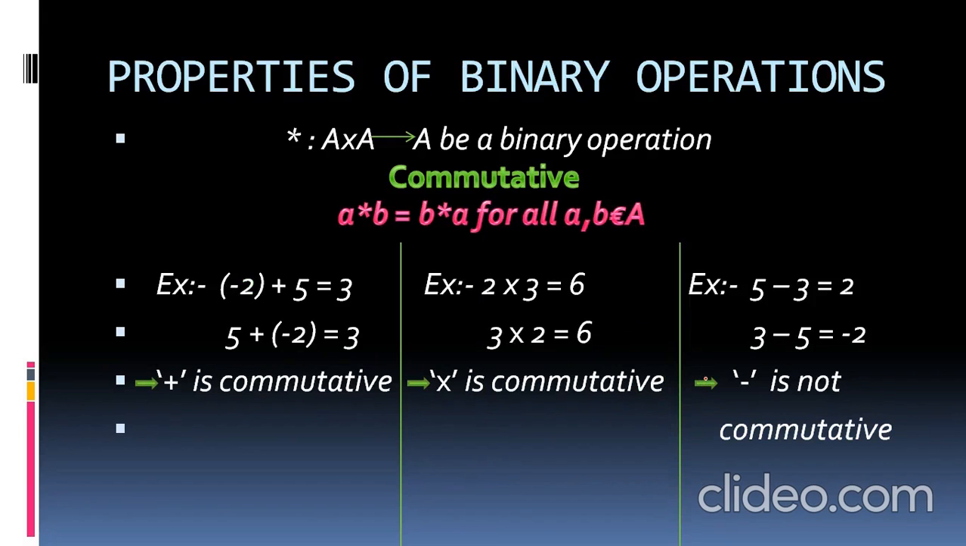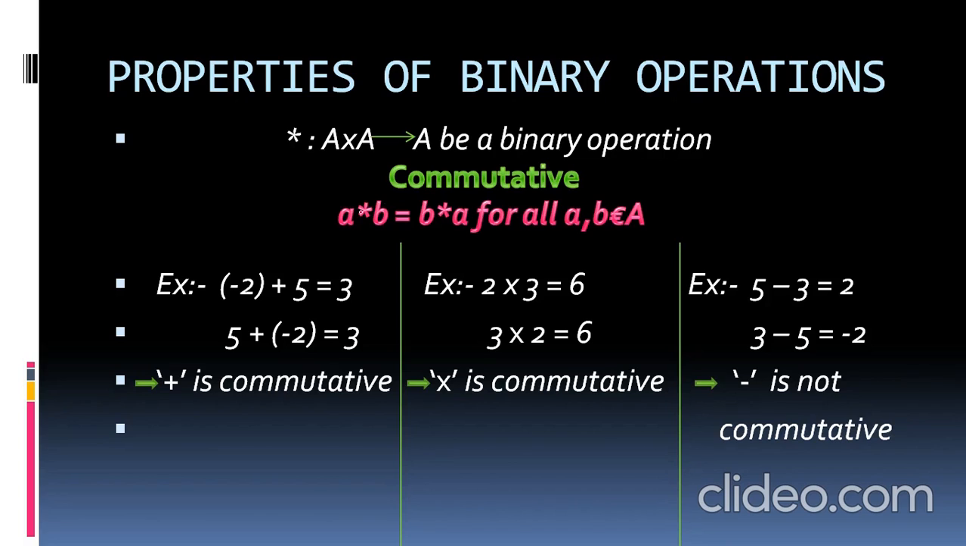Now consider the properties of binary operations. Now here star is a binary operation. Let it be defined on a set A, that is it is from A cross A to A, Cartesian product A cross A to A. Now first property is commutative property.